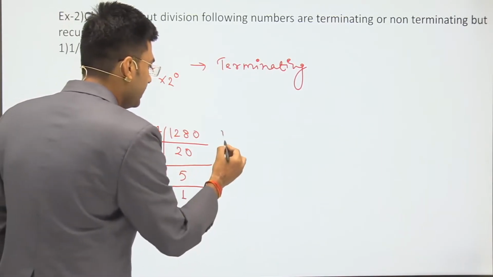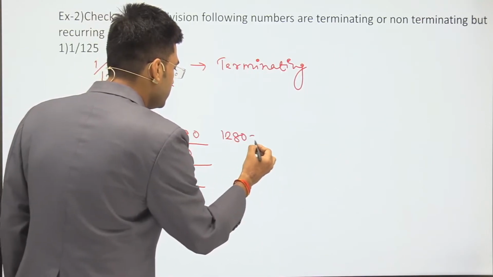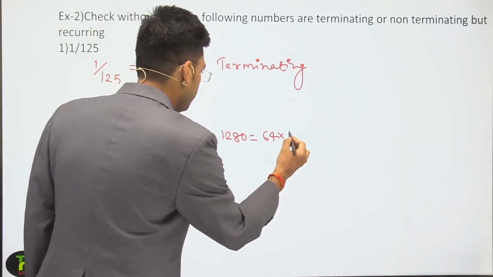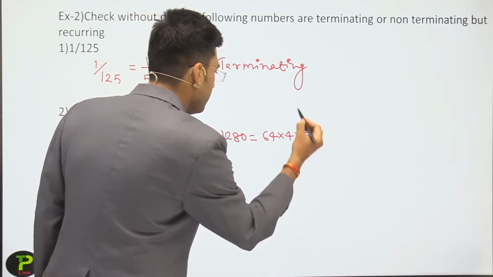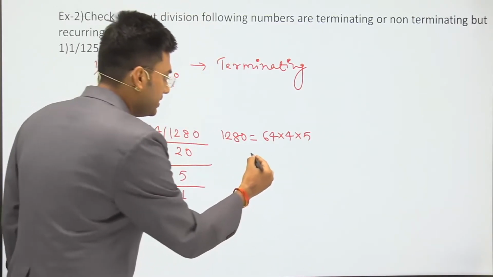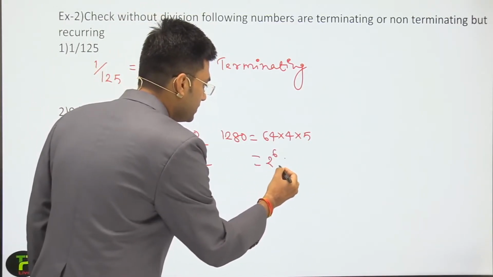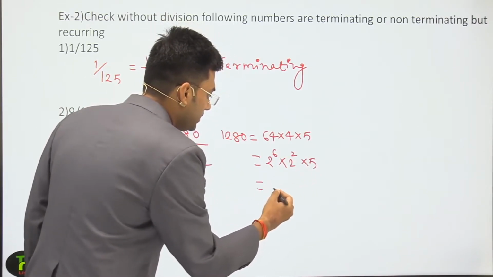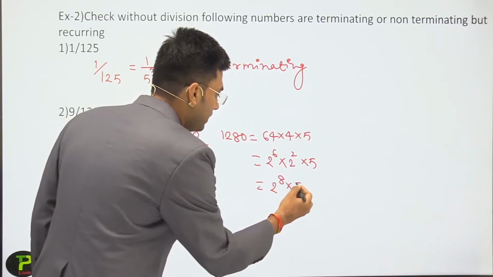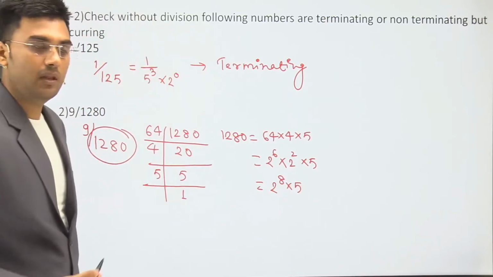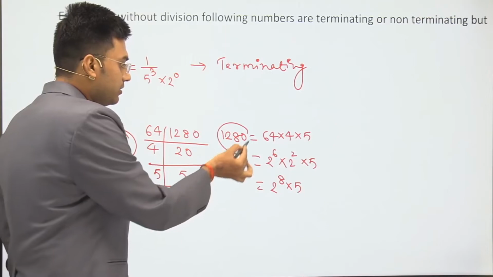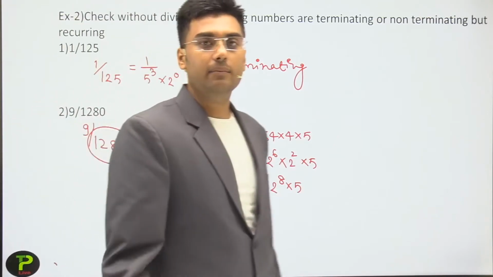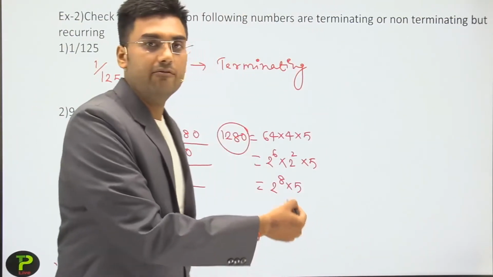So we can say that 1280 is equal to 64 multiplied by 4 multiplied by 5, and 64 is equal to 2 power 6 and 4 is equal to 2 power 2. So it is equal to 2 power 8 multiplied by 5. So 1280 is equal to 2 power 8 multiplied by 5. It is its prime factorization.